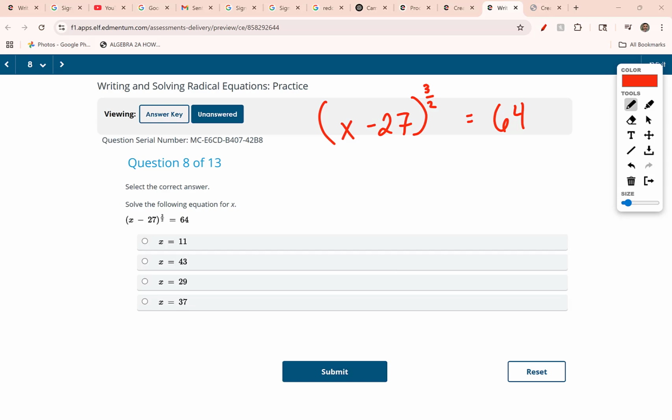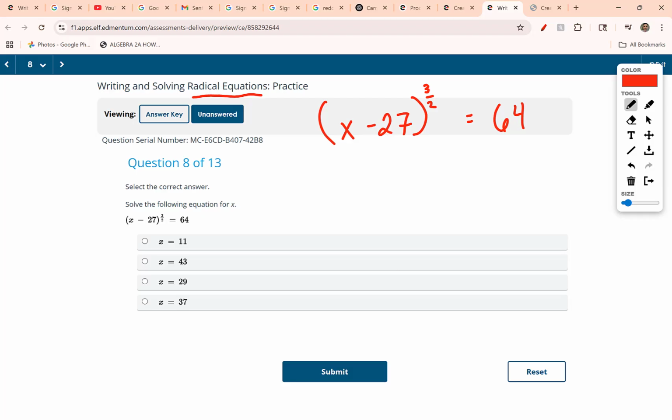Question 8, solve the following equation for x. Now this is in rational exponent form. So there's a couple ways to solve this, but since the section is called radical equations, what I'm going to do first is convert this to a radical.